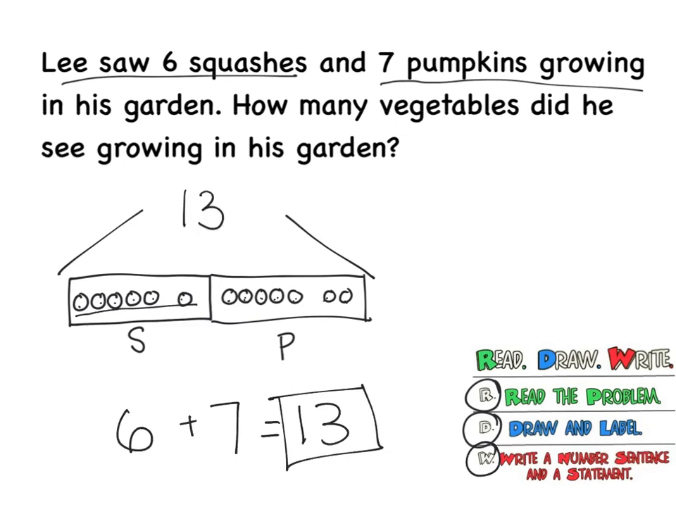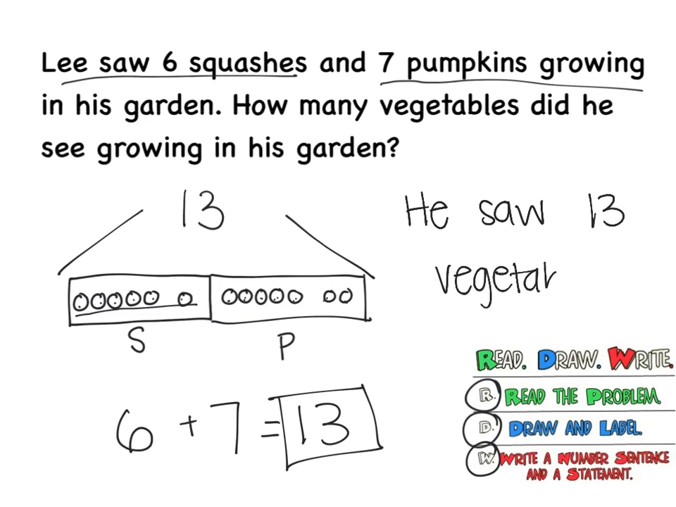Now, last thing that I have to do before I can say that I'm done is write a statement. The question asked, how many vegetables did he see growing in his garden? And I got 13. So I'm going to say, he saw 13 vegetables. That way, my teacher can see that I know what the story was talking about.